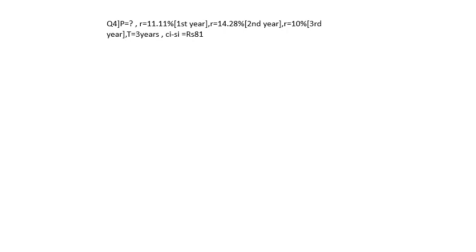Find the principal. Rate of interest is 11.11% for the first year, the second year is 14.28%, and the third is 10%. So this is basically 1 by 9, this is 1 by 7, this is 1 by 10. 7 9s are 63, into 10, 630. Assume the principal 630.